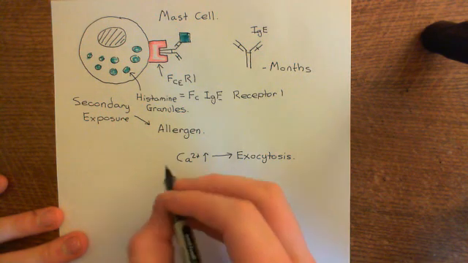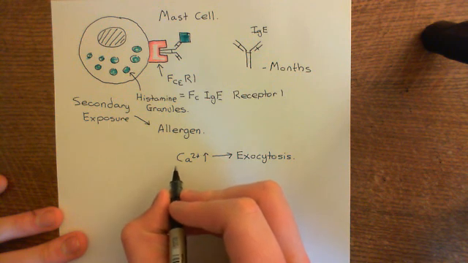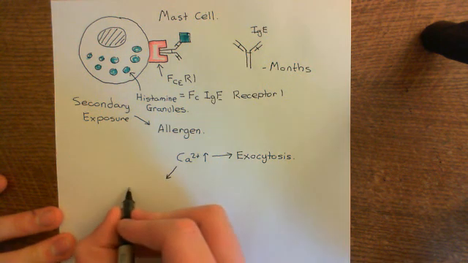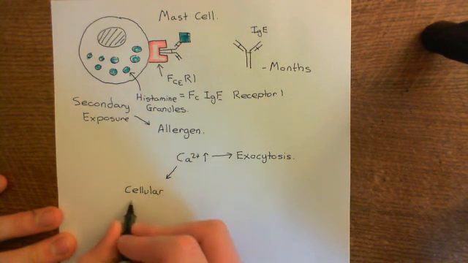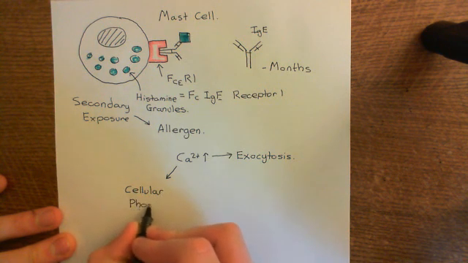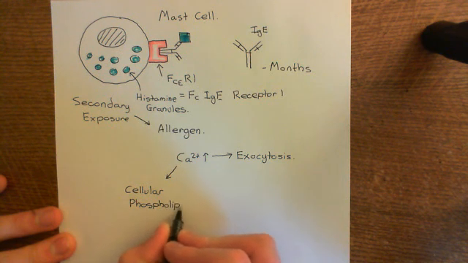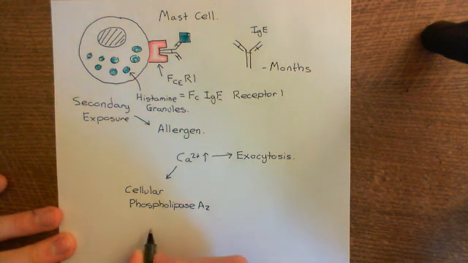Okay. Also, however, calcium being high within the cytoplasm is going to activate a certain enzyme. There is an enzyme within the cytoplasm known as cellular phospholipase A2. This enzyme is usually within the cytoplasm of the cell. So it's not usually at the cell membrane, instead it's deep within the cytoplasm.